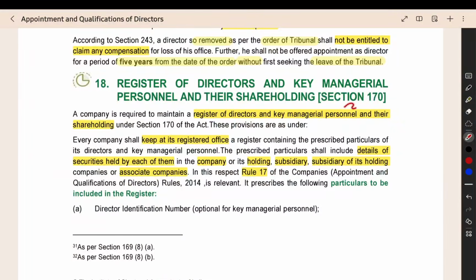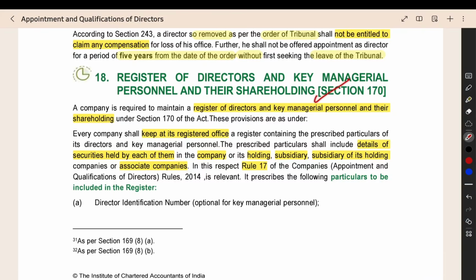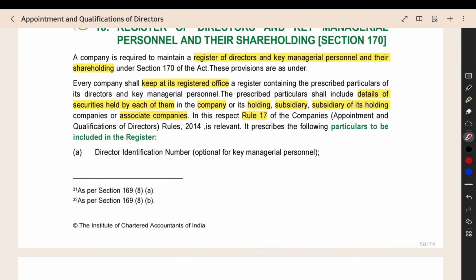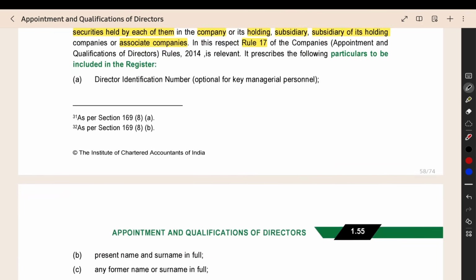The next section is section number 170, where the register of directors and key managerial personnel and their shareholding should be there. Who are all the persons who are directors in the company, who are KMP in the company, what is their shareholding, in what are all the companies they are holding the shares, in the company or its holding company, subsidiary, subsidiary of its holding, or the associate companies.